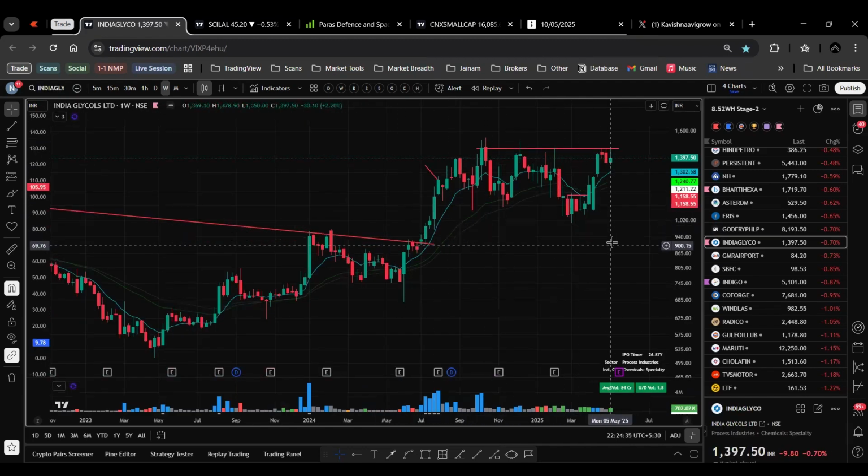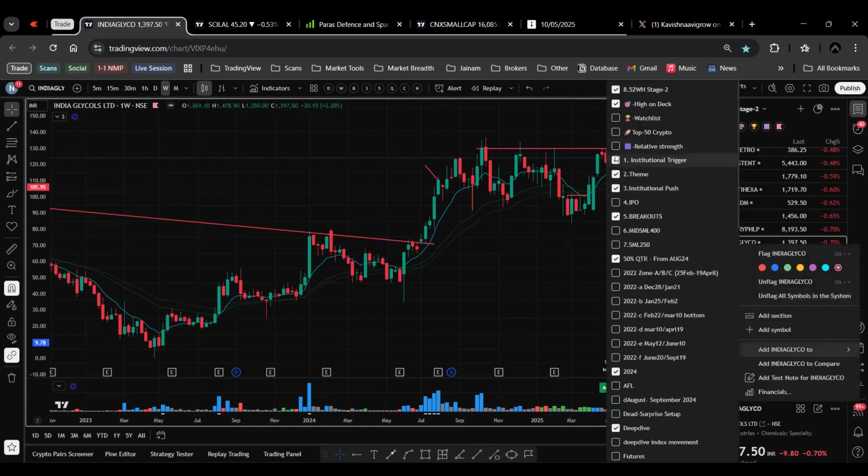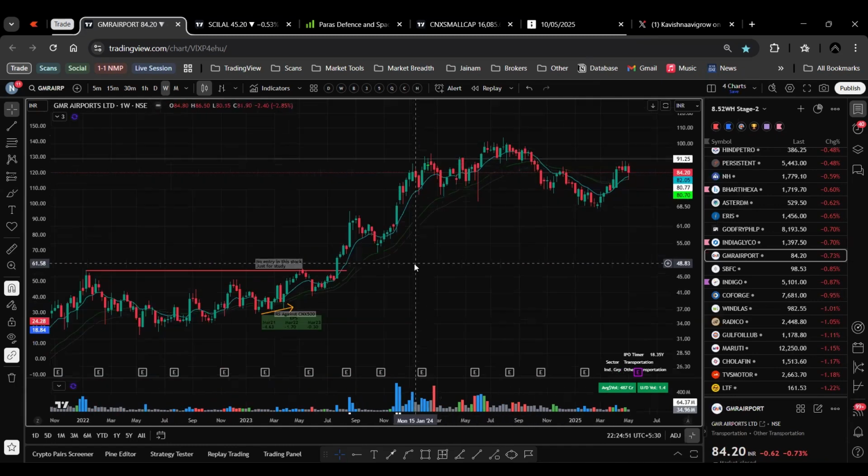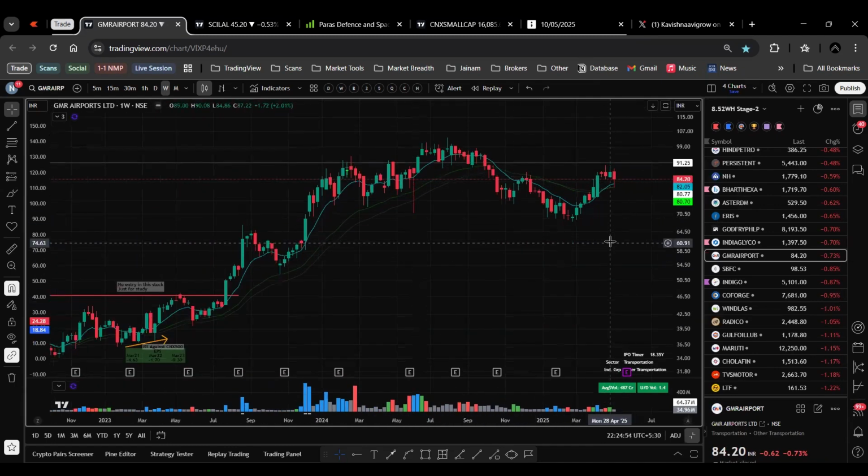India glycol, yes, I'm tracking it just because of the power that it has shown. There are no volumes right now. That is one of the reasons I'm not trading it here. But I will definitely keep it in the watch list. Nothing here as of now. If it makes a base here, then we'll start tracking it.